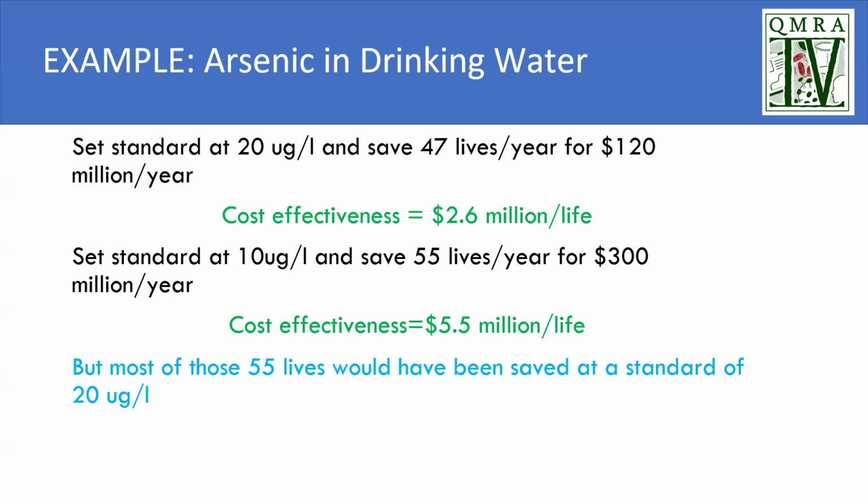What we have to consider is that most of those 55 lives would have been saved at the 20 microgram per liter standard. We know specifically that 47 of those lives would be saved. So we couldn't just evaluate the 47 lives and the 57 lives for the 20 micrograms per liter versus the 10 micrograms per liter purely on a basis of cost effectiveness.